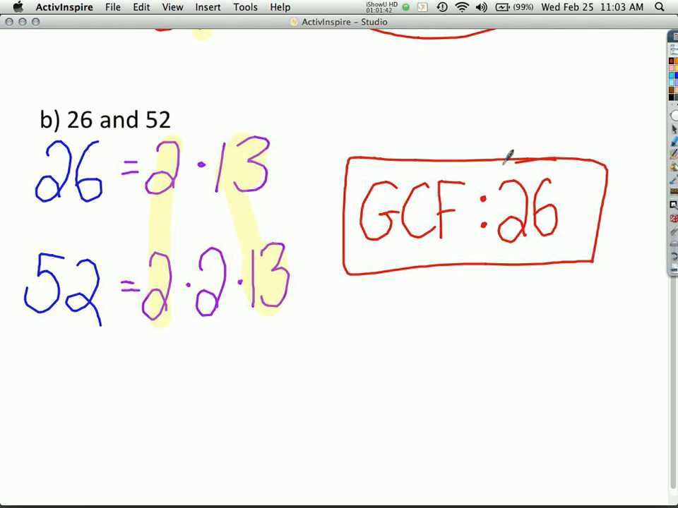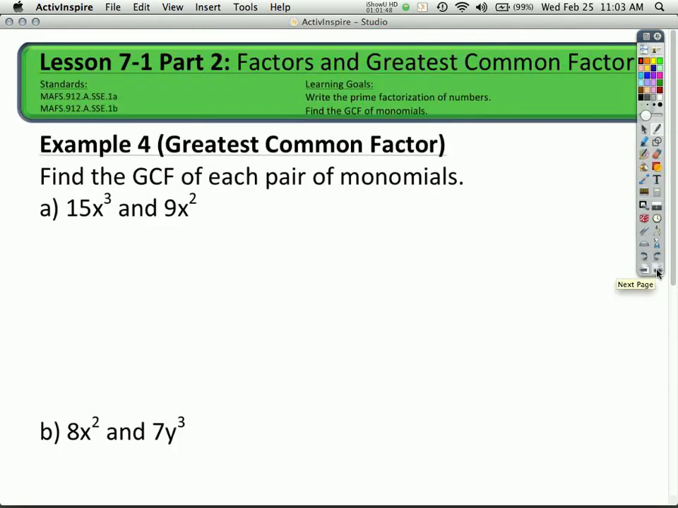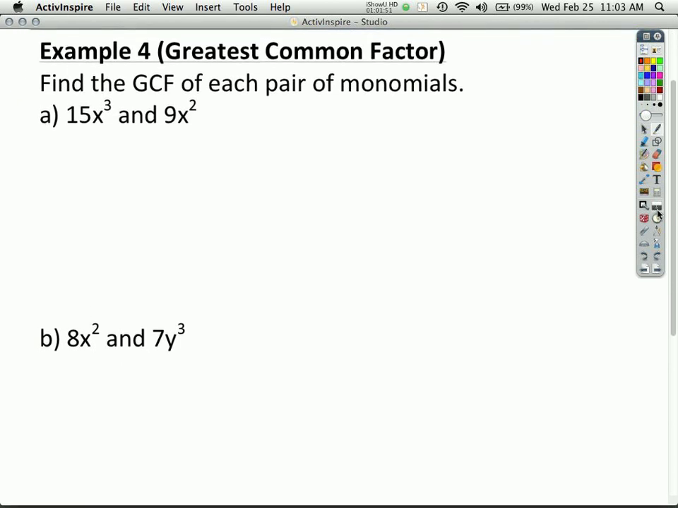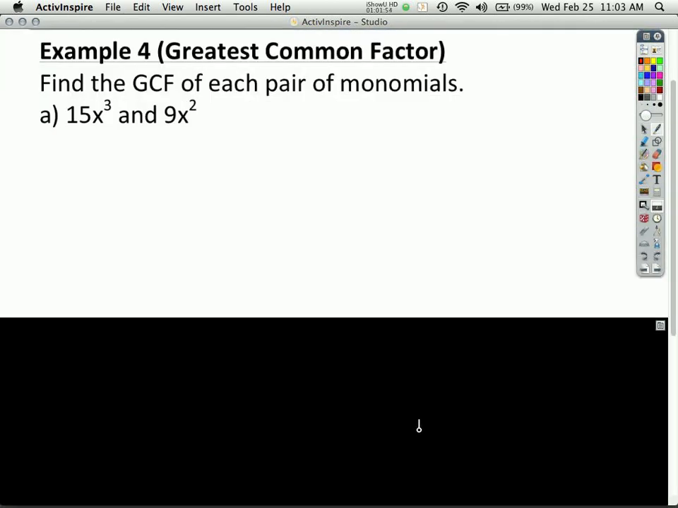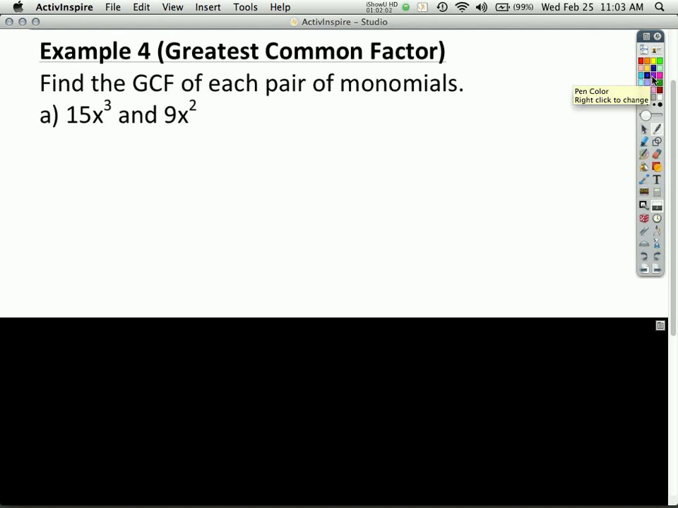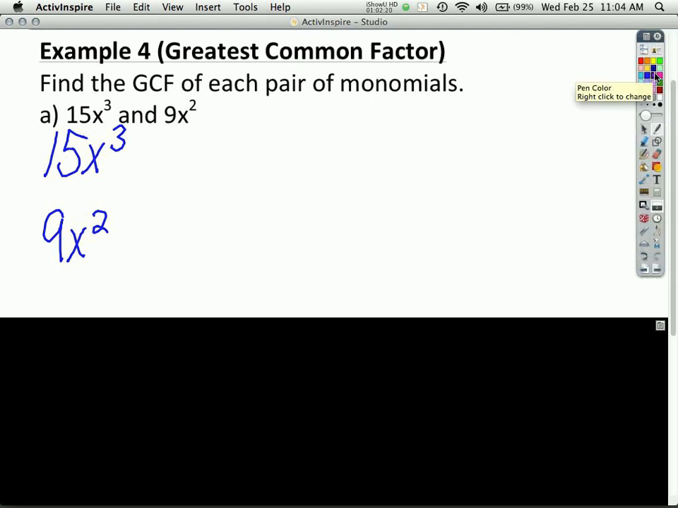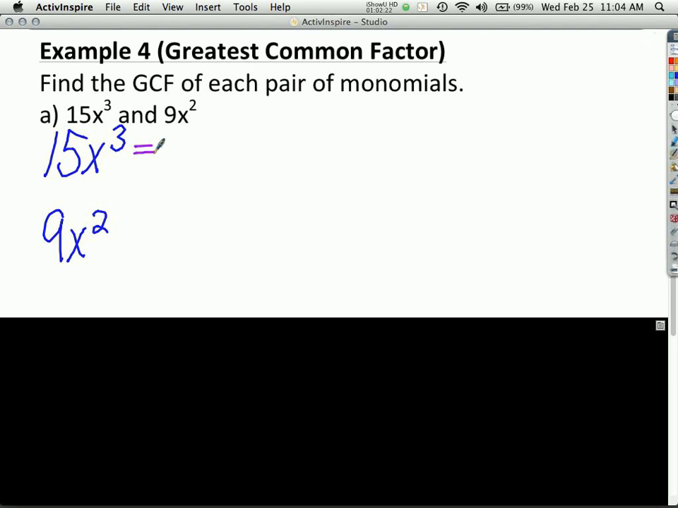The entire lesson has been building up to this right here. There's no checkpoint now. Now, this is the whole point. Every single thing you've done over the last 2 days has been building up to this. We're going to do the exact same thing. 15x to the third and 9x squared. I want this written out as a product of factors, and I would like all prime numbers and all the letters separate. So just like we did a moment ago, what would 15x to the third turn into?